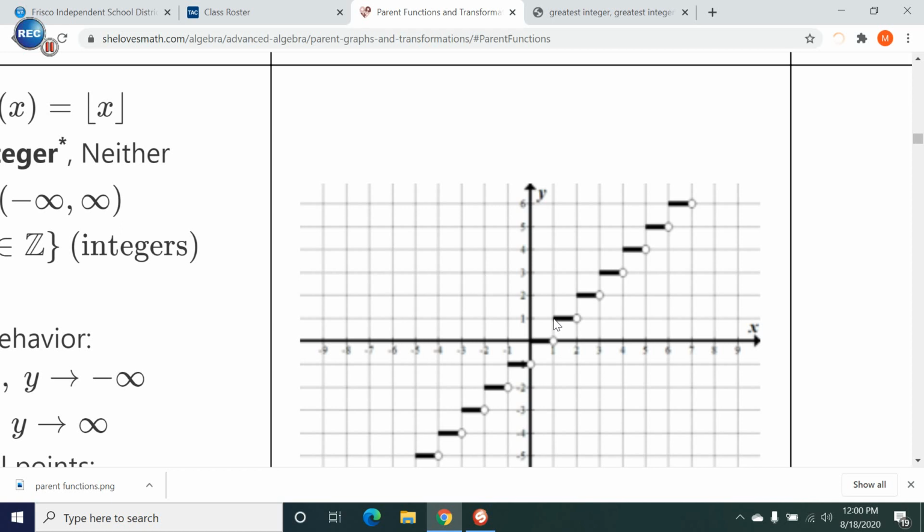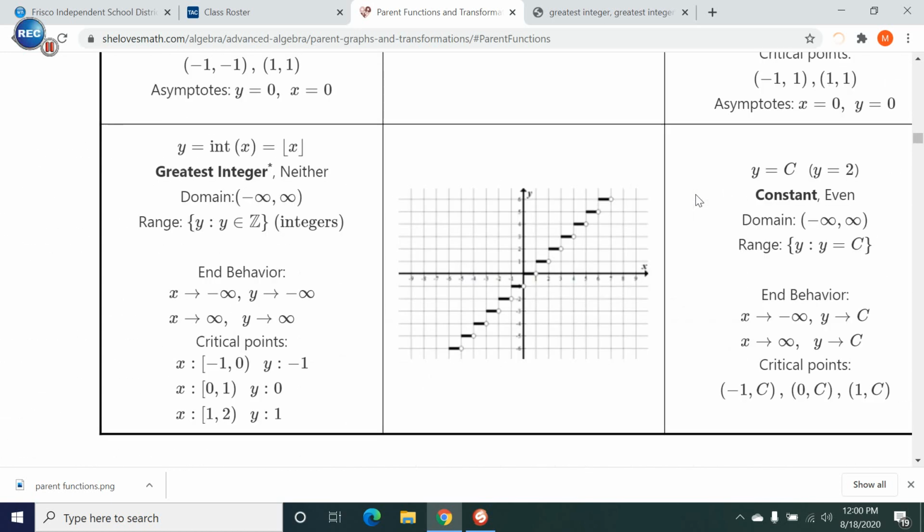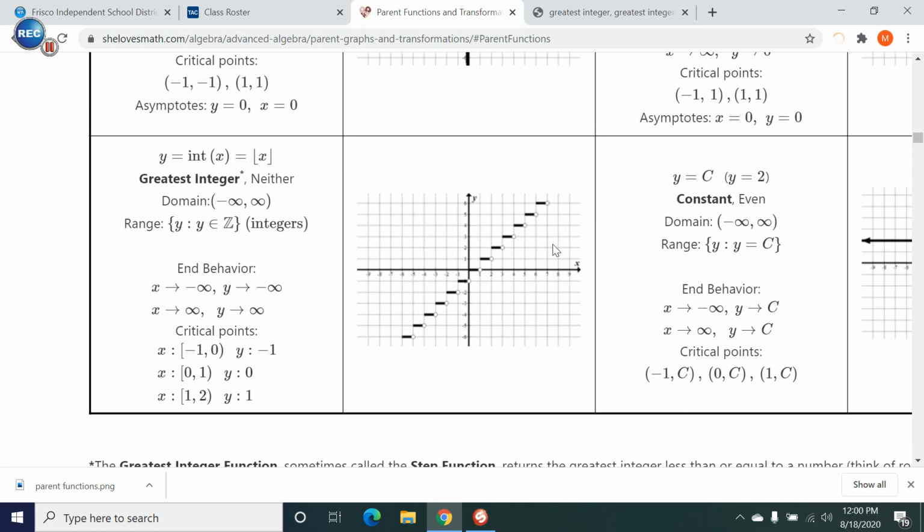So then I can try 1.1, I get 1, 1.2, I get 1, 1.3, I get 1, 1.5, 1.7, 1.8, 1.9, I get 1, until I get to 2, and then I jump. And then I repeat and I repeat, and that's why this graph for the greatest integer function looks like a step. And by the way, another name for this graph is the step function, or some people call it the ladder function.